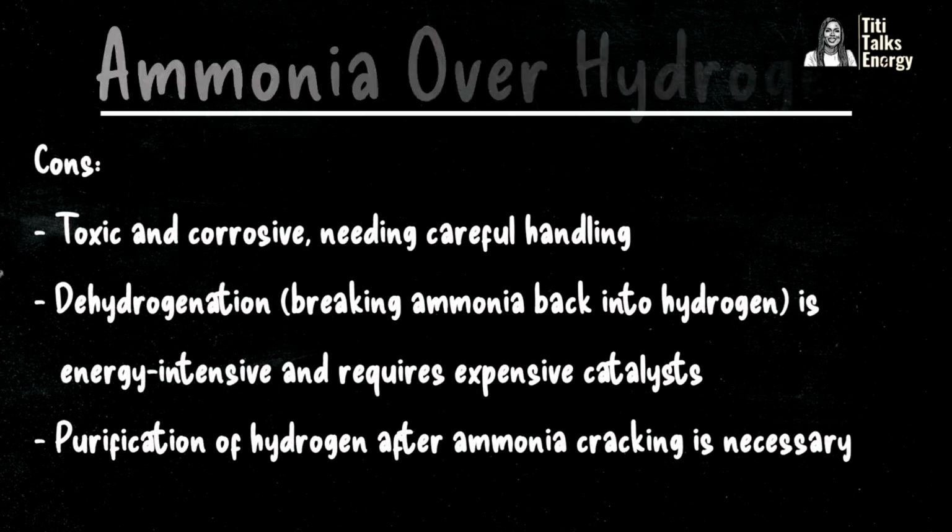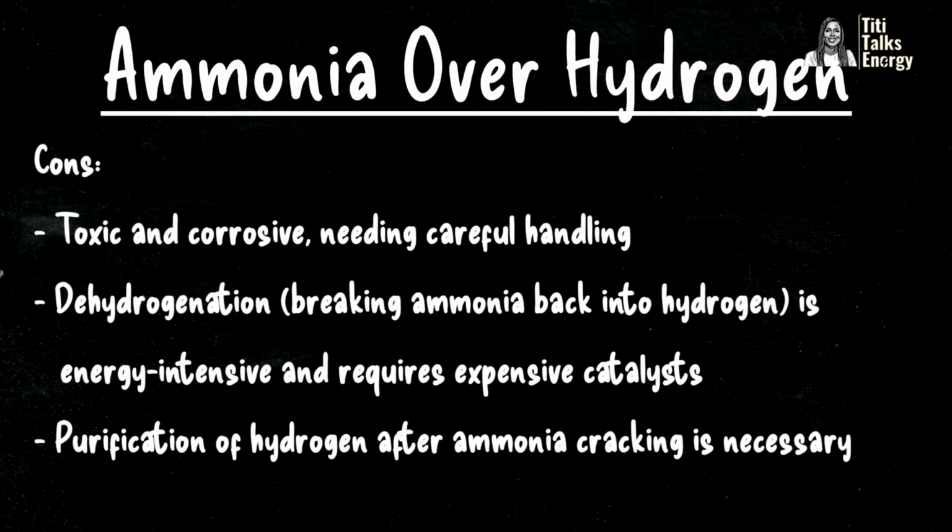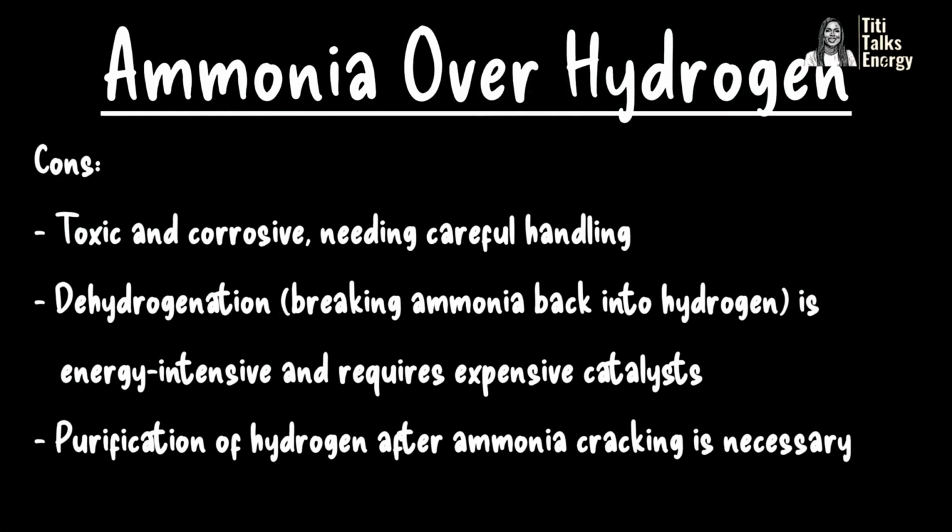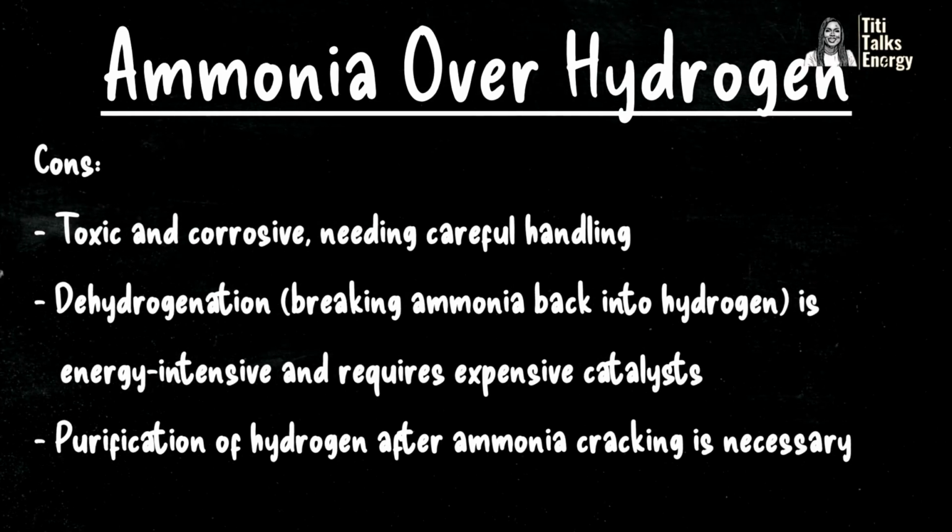However, the cons are that it's toxic and corrosive, needing careful handling. The dehydrogenation process, which is the process of breaking ammonia down back into hydrogen, is energy intensive and requires expensive catalysts, and purification of hydrogen after ammonia cracking is necessary. For a deeper dive into ammonia, check out the A for ammonia video, which will be linked in the description box.